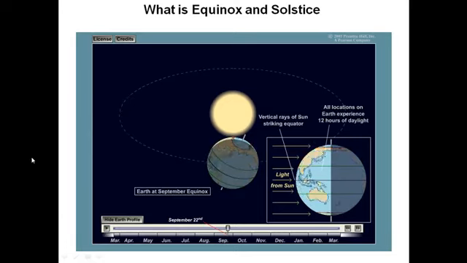Earth at September equinox. As you can see, once again the Earth has reached the position on September 22nd where the direct sunlight is falling on equator at 90-degree angle. All locations on Earth will experience 12 hours of daylight, or you can say equal length of day and night.